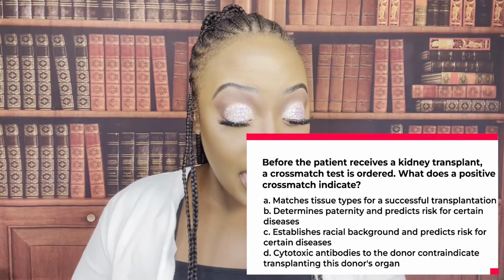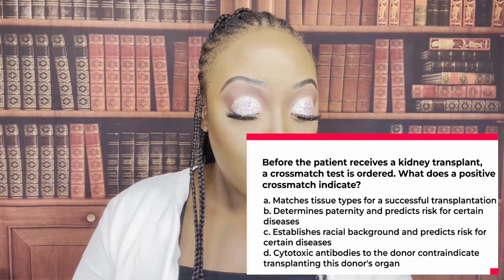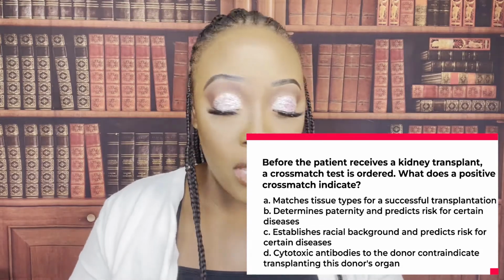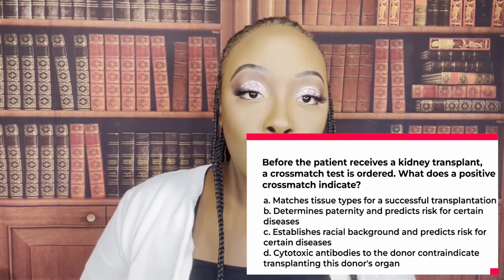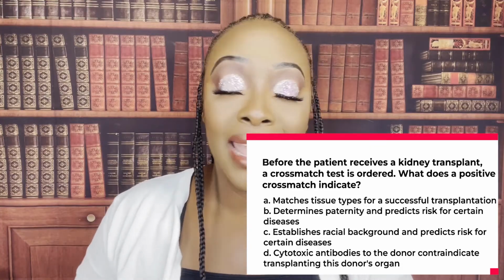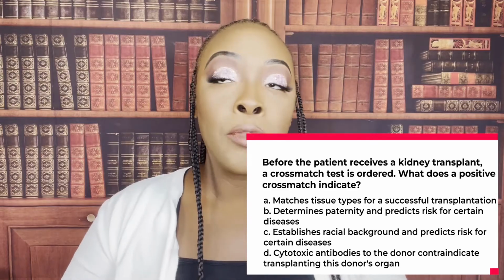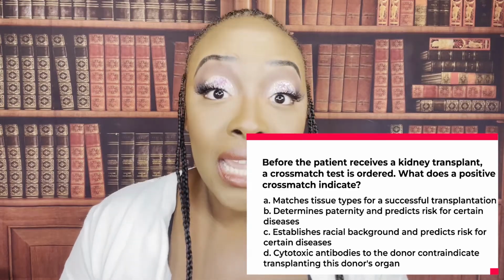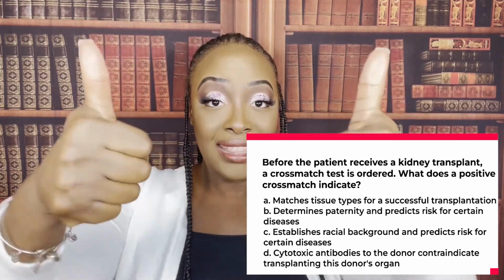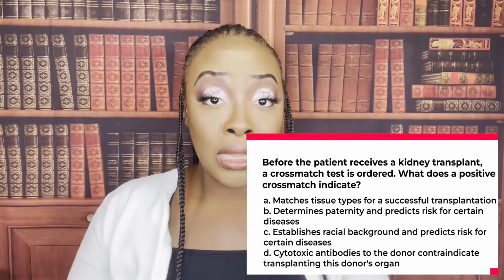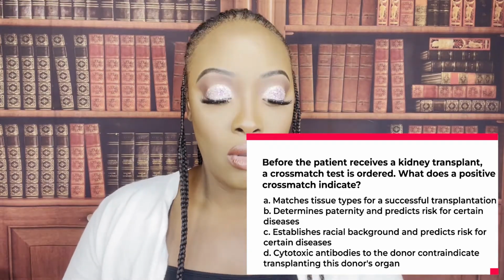Choice D is the correct answer. The cytotoxic antibodies to the donor contraindicate transplanting this donor's organ because the transplant is not going to be successful. So choice D is the correct answer. When the cross match is negative, that's when it's a green light. That's when it's good. That's when it's go. But if it's positive, it's a no-go, okay? Now we're down to our last question.